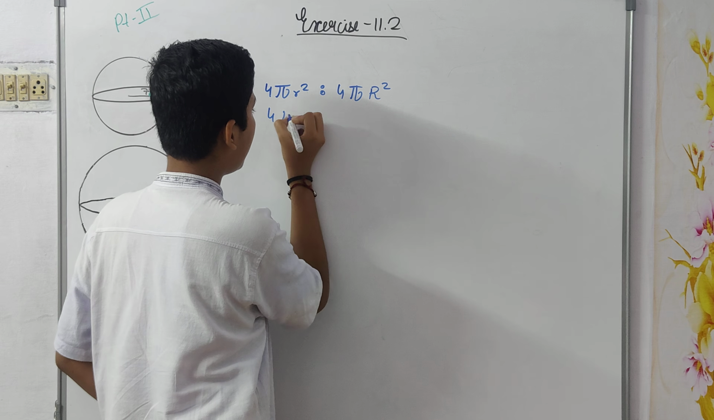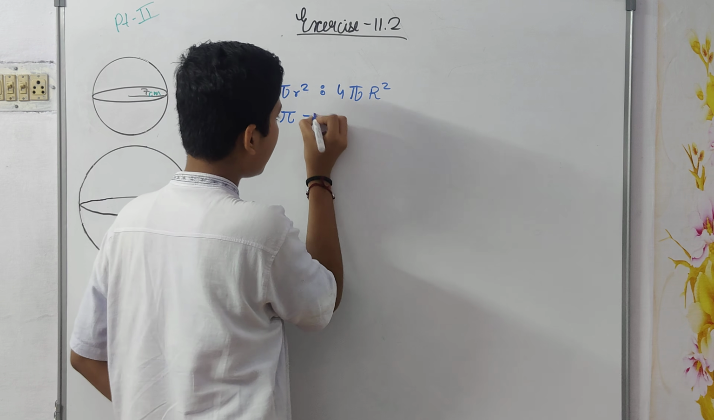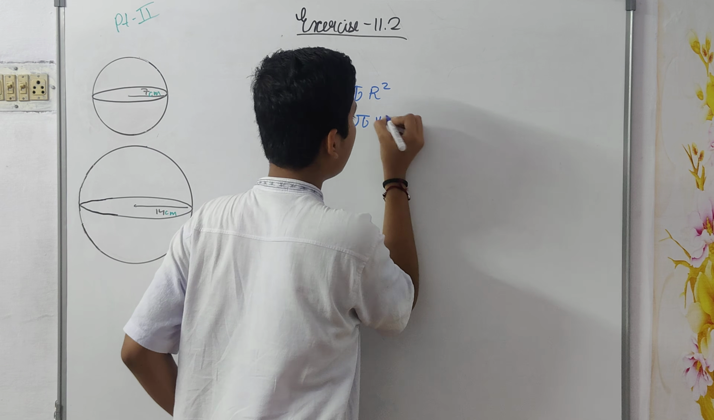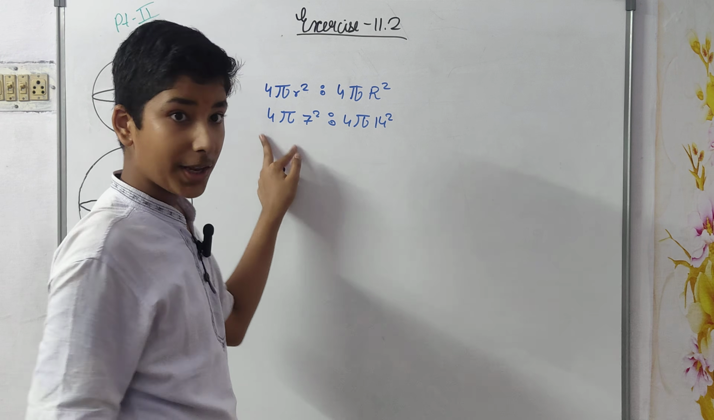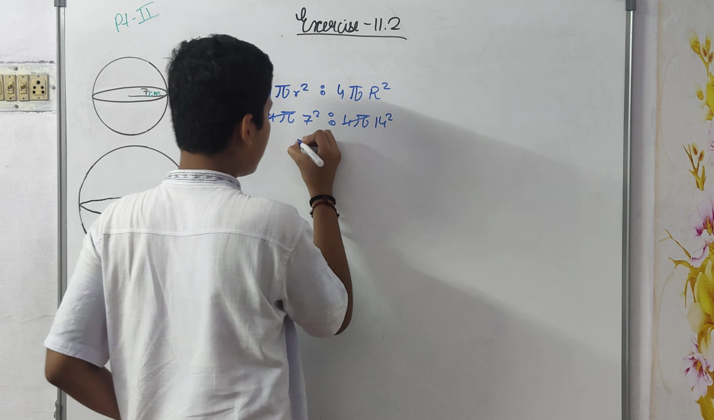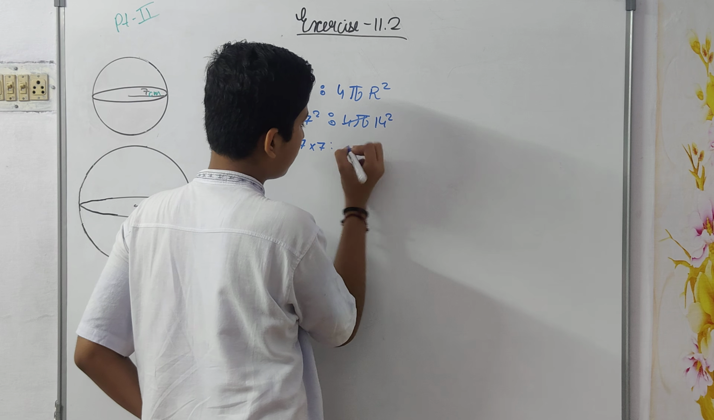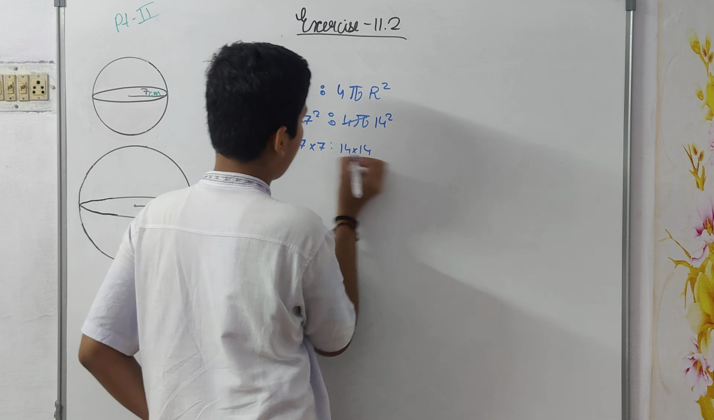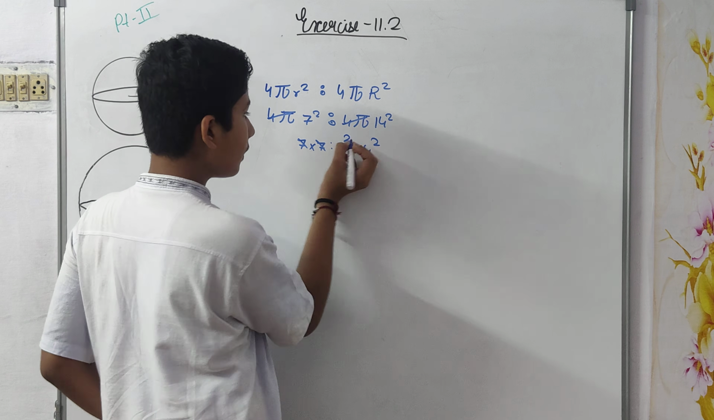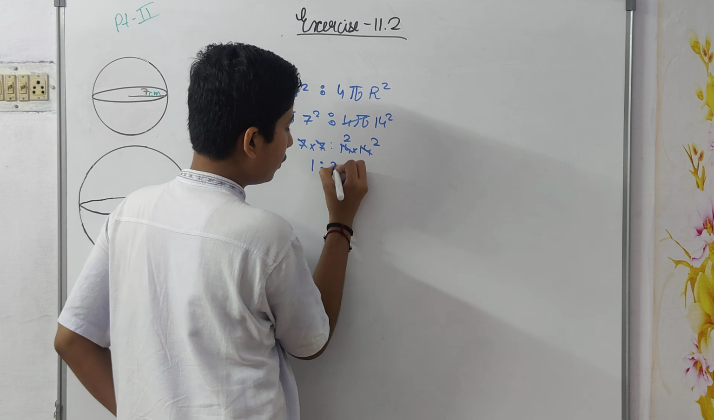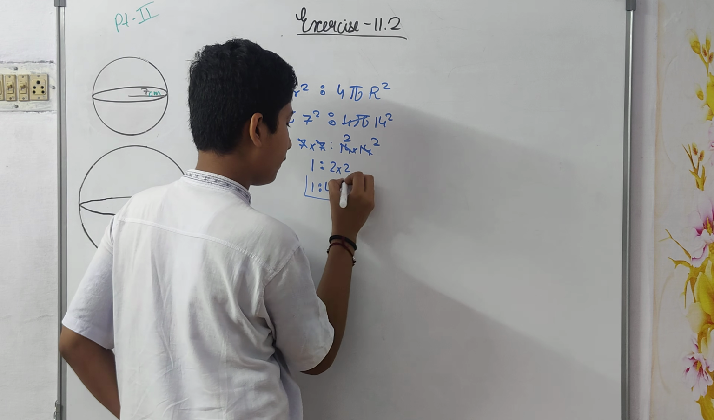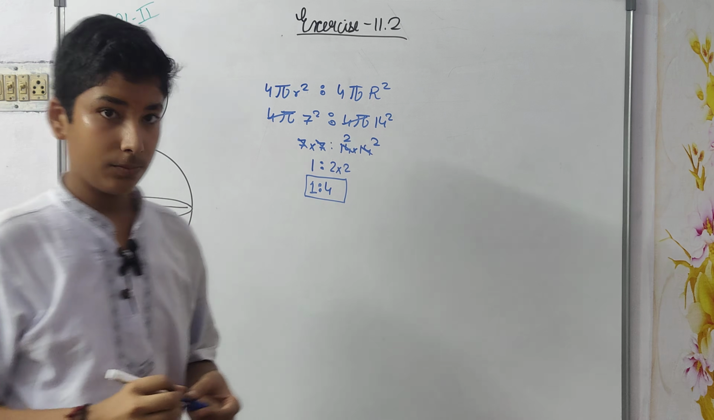So 4 pi 7 square is to 4 pi 14 square. Now don't put the value 22 by 7, just cancel this out. Okay, now 7 into 7 is to 14 into 14. Now 7 cancels with 14, two times. Now it would be 1 is to 2 multiplied by 2, which is 1 is to 4. It would be our answer.